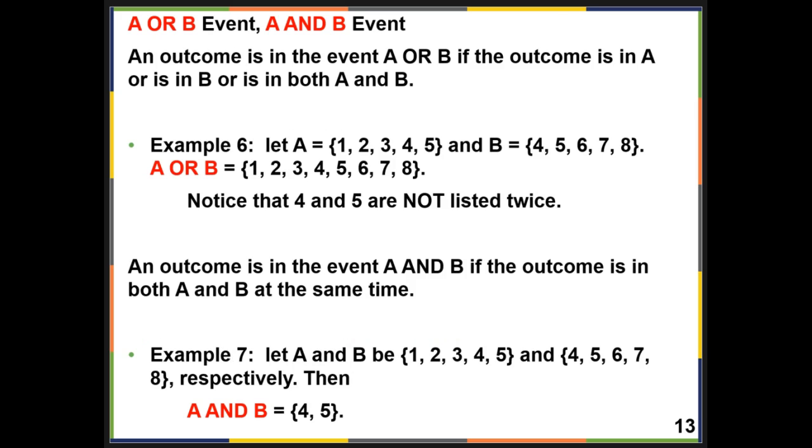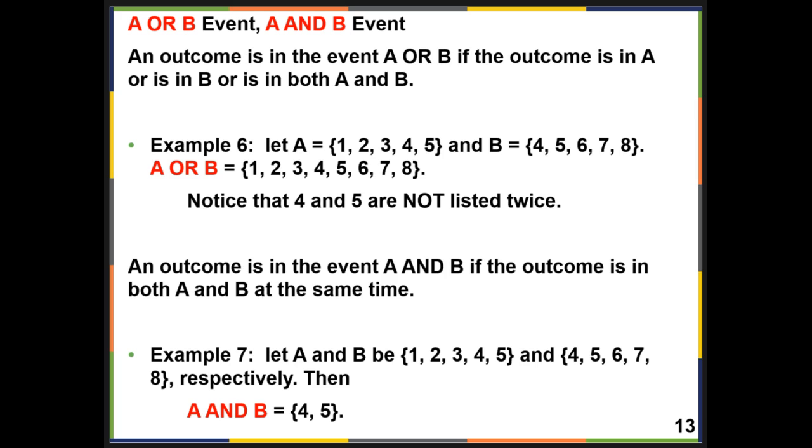So now we're going to look at OR and AND events. An outcome is in the event A or B if the outcome is in A or is in B or is in both A and B. So as an example, let A equal 1, 2, 3, 4, 5 and B is 4, 5, 6, 7, 8. If we are looking for A or B, it would be any of those numbers. And just notice that 4 and 5 are not listed twice. You don't need to do that.